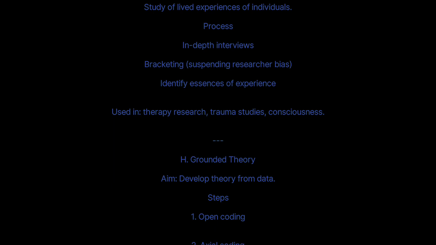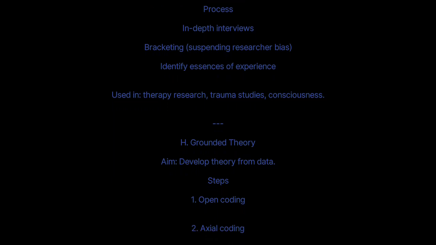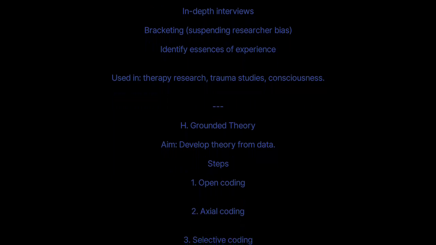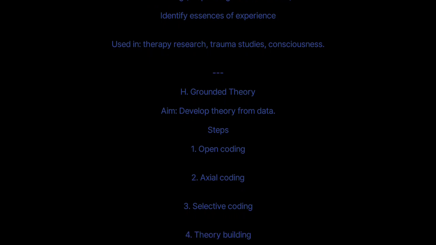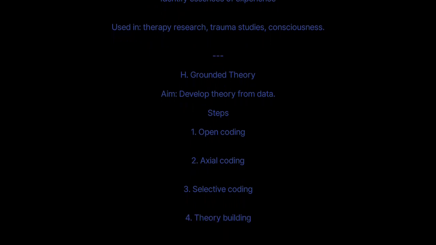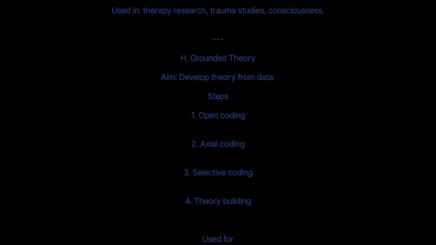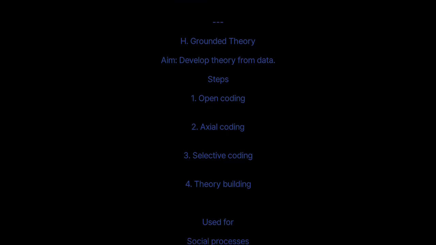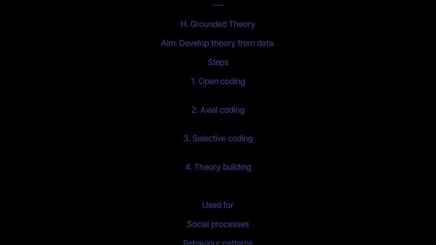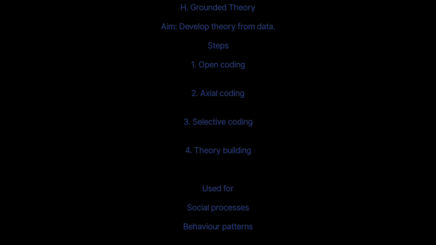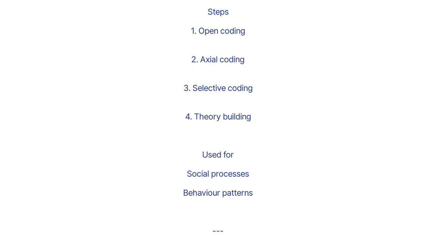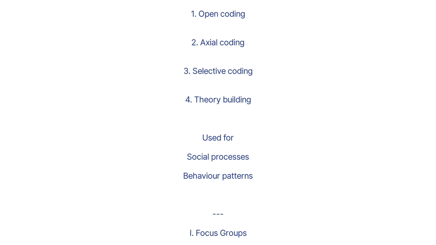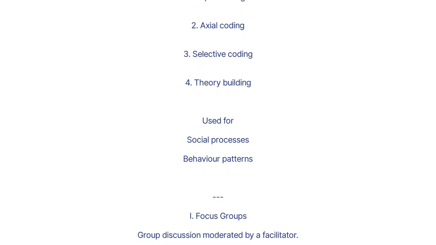Next type of theory is grounded theory. The aim is to develop theory from data. The steps are: the first step is open coding, second is axial coding, third is selective coding, and the fourth is theory building. So the first is OAST. O means open coding, axial coding, selective coding, and theory building. It is used for social processes and behavioral patterns. These are two things we can use this coding for.